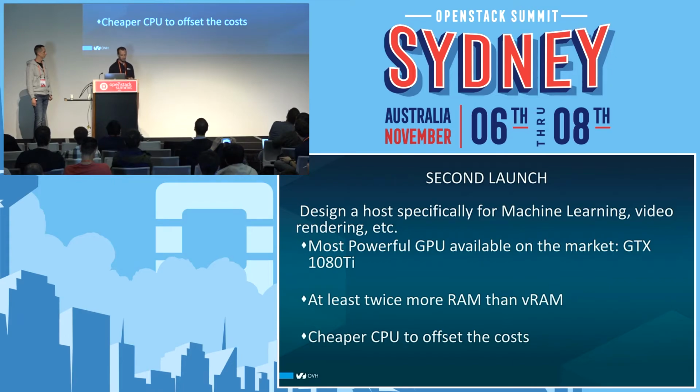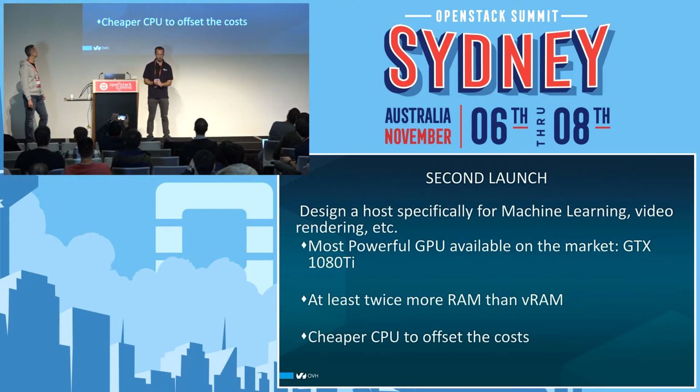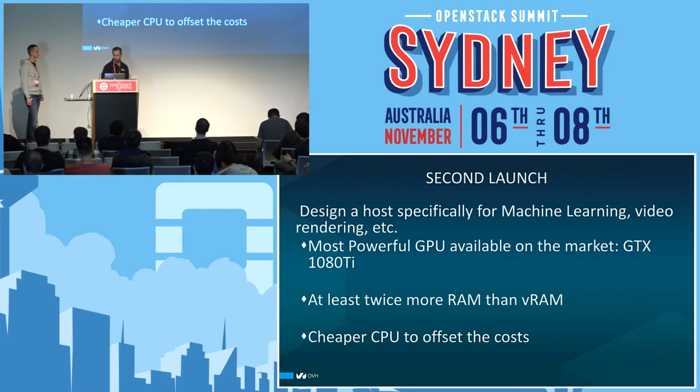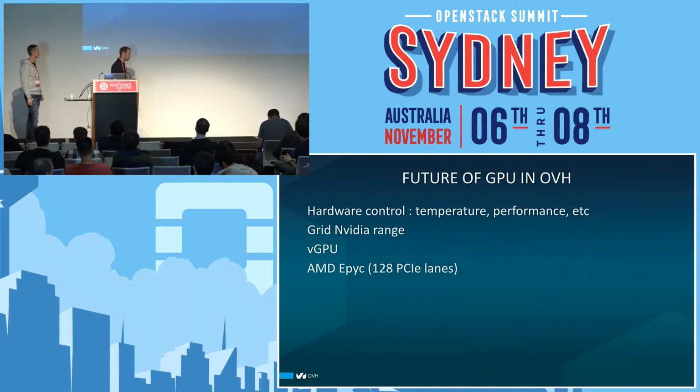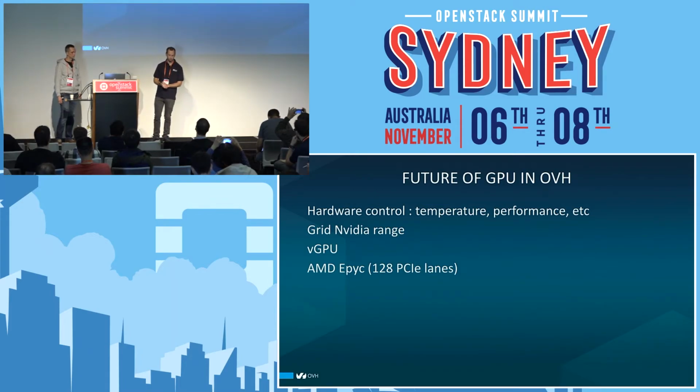So for the second launch, we discussed more with customers, of course not miners, but real customers, let's say, that are using the GPU for machine learning, for video rendering, etc. And they told us that they need a more powerful GPU. That's why we went to the 1080 Ti, which is the highest performance on the GTX market. And they told us that they don't need the CPU. The only thing they want is twice the RAM of the GPU, and just two cores per VM is fairly enough. So you don't need a big CPU. It's currently our main range, and it's working very well.